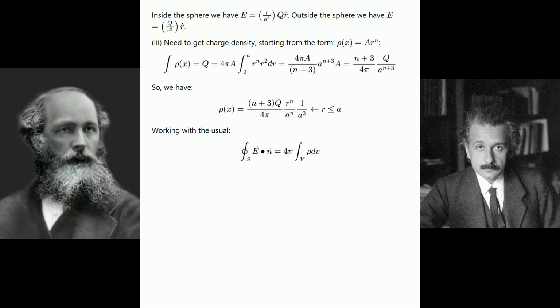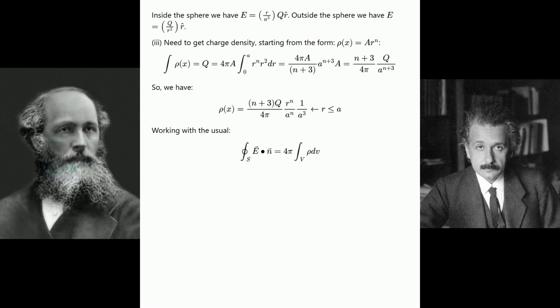3. Need to get the charge density. Starting from the form rho of x equals a r to the nth power. See the next equation. So, we have rho of x equals (n plus 3) times q over 4 pi, r to the nth power over a to the nth power, times 1 over a cubed, for r is less than or equal to a.